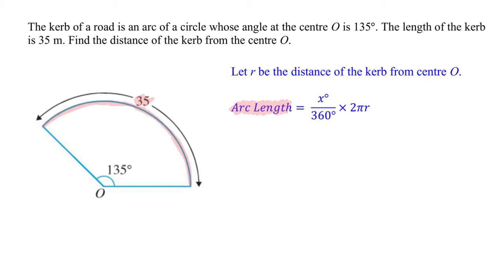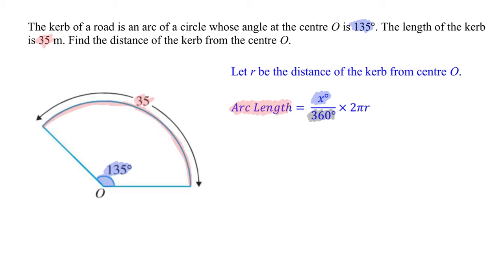The angle is 135 degrees, the angle at the center. Okay, so 35 is the arc length, and the angle at the center is 135 degrees, which is this. We always divide by 360 multiplied by 2 pi r.